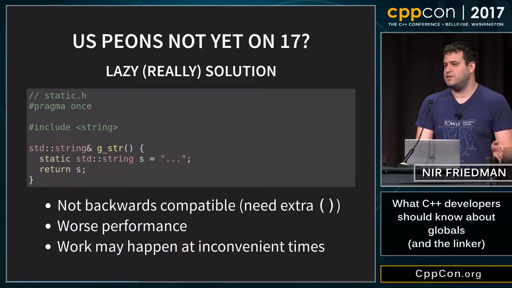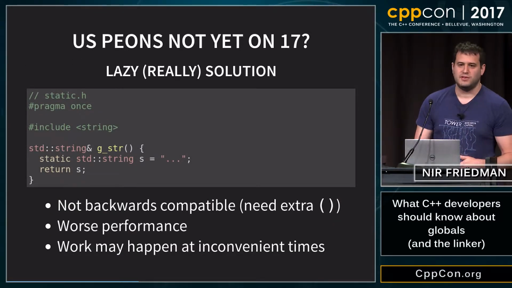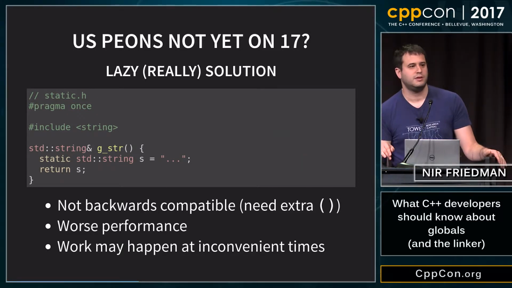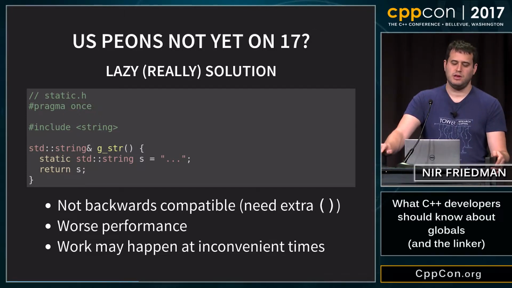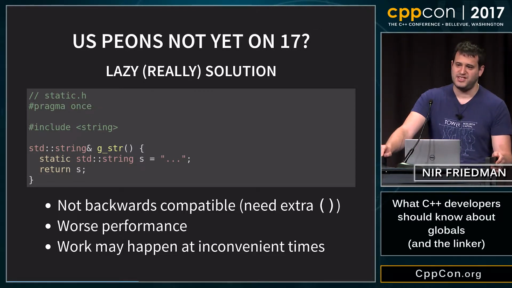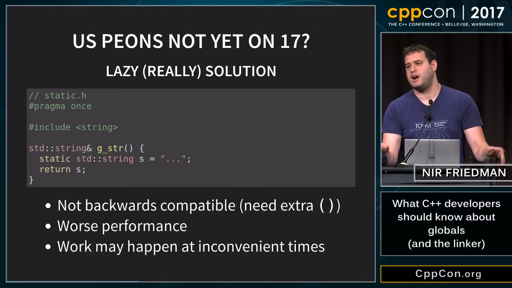Okay, what if you're not on 17? I mean, I'm not on 17. I'm sure many people here are not. So here's a lazy solution, literally lazy. You basically have a static local, and your function returns a reference to it. And that's it. This was popularized in the Meyer singleton.